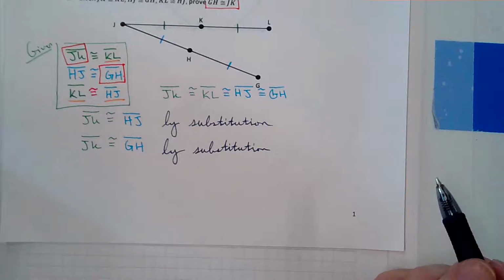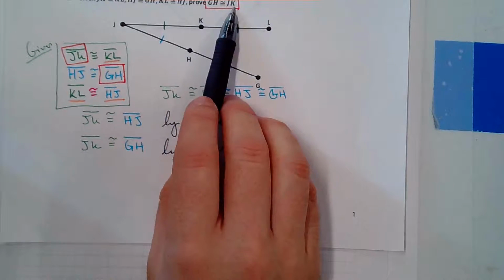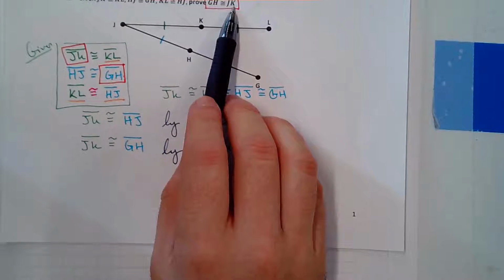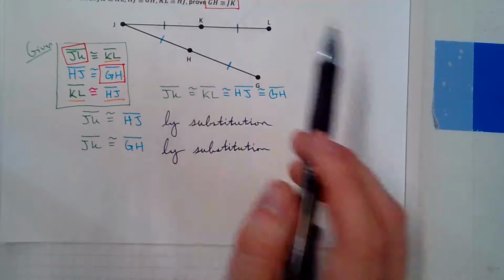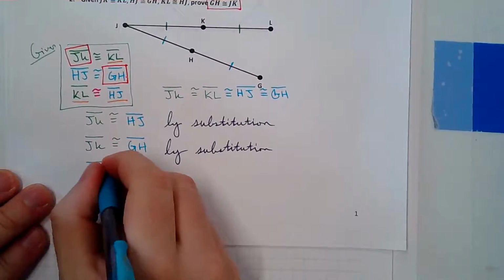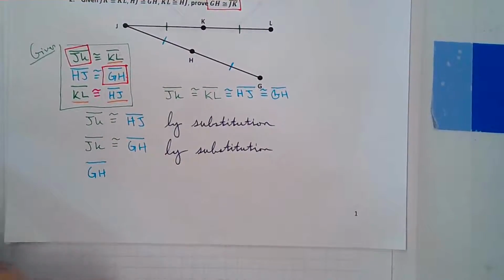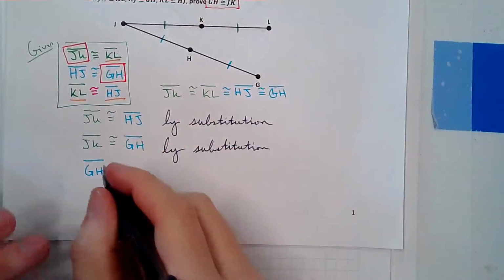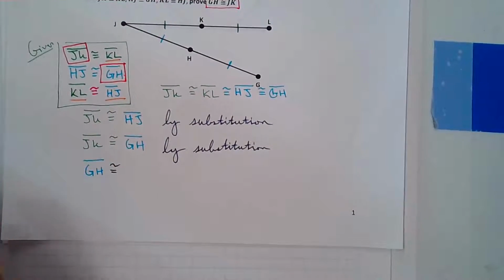Now, that's not exactly what we wanted, right? They wanted GH on the left side and JK on the right. Eventually, we're not going to care about that, but for now, since we just learned the symmetric property, we should care about it. So I'm going to rewrite that with GH on the left, JK on the right.